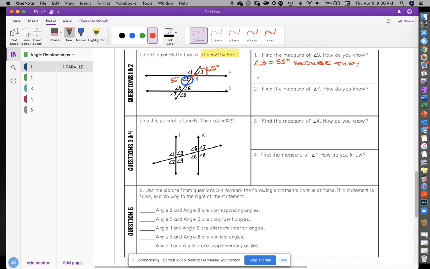because they form a vertical angle. That's it.